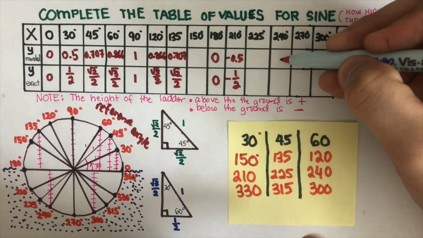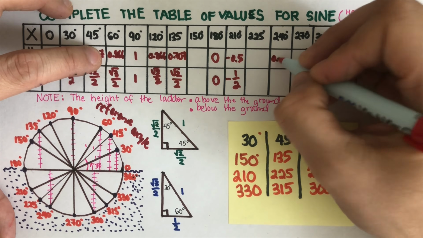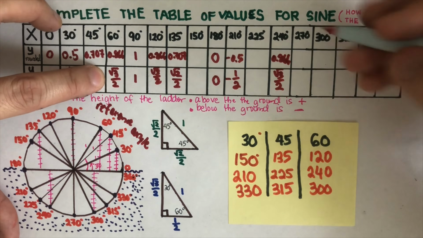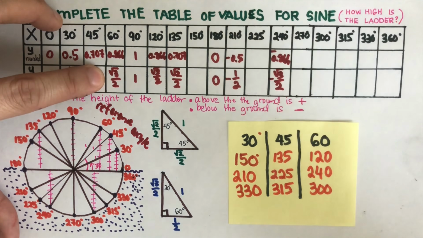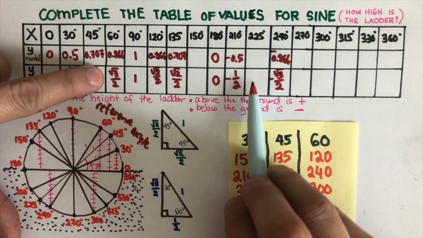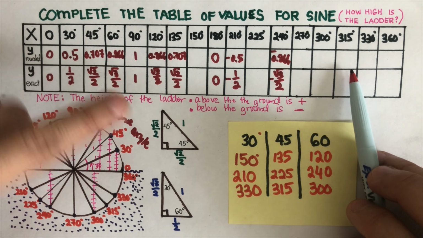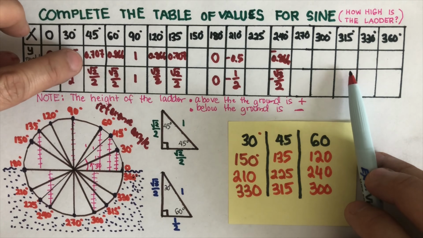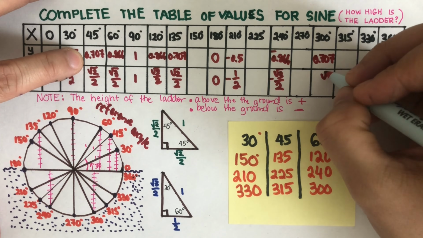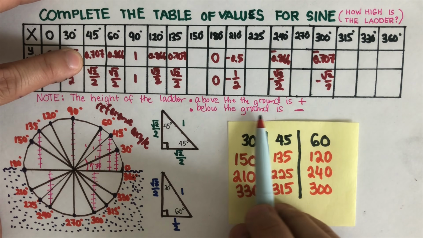Okay, so let's start with 240. 240 is the same as 60, so that would be 0.866, and that is square root of 3 over 2. Again, this is negative, because it's below the ground. So I will let you do 225, 270, 300, and let's do 315 together. So 315 is the same as 45. So I look at 45. That would be 0.707, and this is square root of 2 over 2, but these are negative again because it is below the ground.